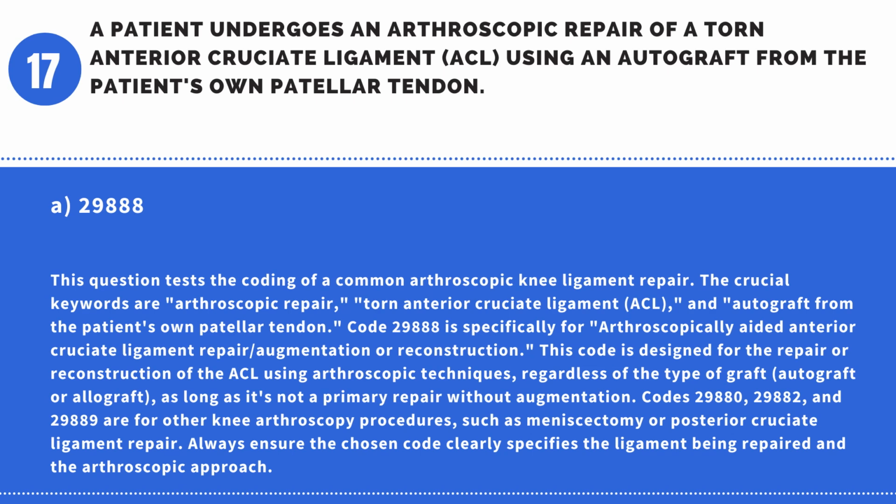Codes 29880, 29882, and 29,889 are for other knee arthroscopy procedures, such as meniscectomy or posterior cruciate ligament repair. Always ensure the chosen code clearly specifies the ligament being repaired and the arthroscopic approach.